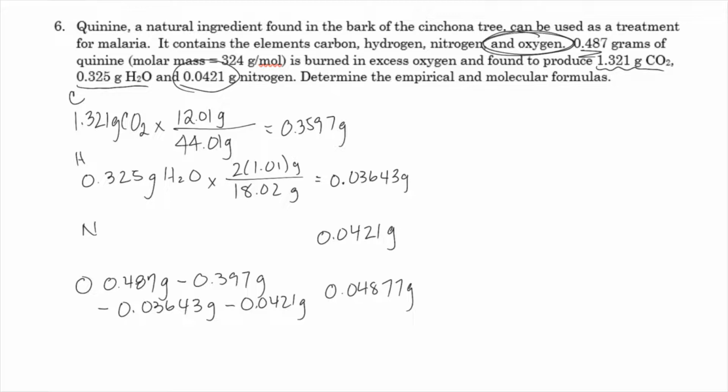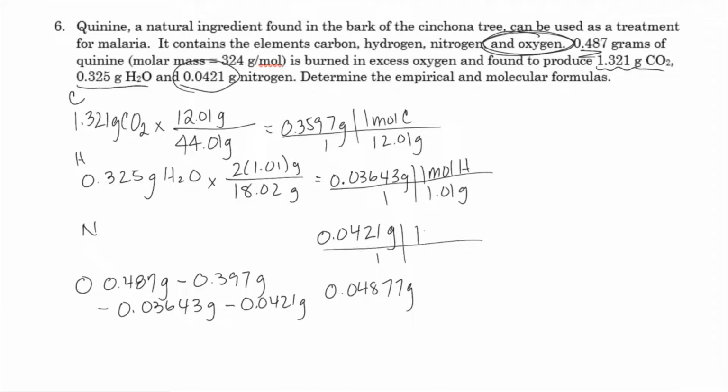And so we are on the second part of that poem, percent to mass. Okay, we're at mass. Now we do mass to moles. So 1 mole of carbon is 12.01 grams. 1 mole of hydrogen is 1.01 grams. 1 mole of nitrogen is 14.01 grams. And 1 mole of oxygen is 16 grams. And I get those values from the periodic table.